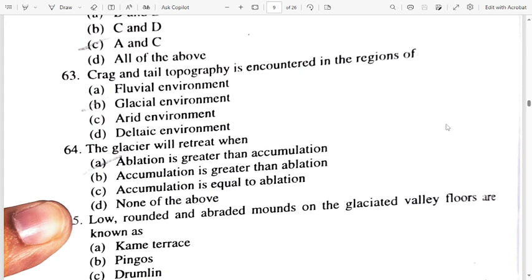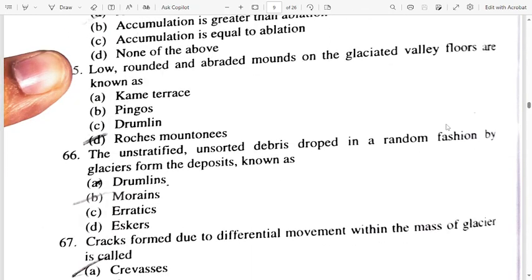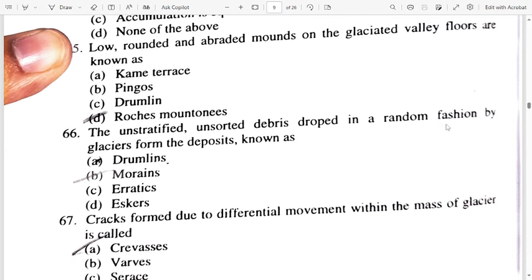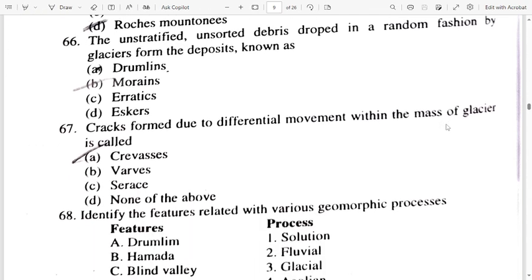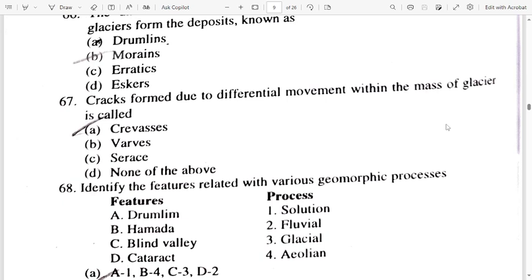Low, rounded and abraded mounds on the glaciated valley floors are known as roche moutonnées. The unstratified, unsorted debris dropped in a random fashion by glaciers form the deposits known as moraines. Cracks formed due to differential movement within the mass of glacier is called crevasses.